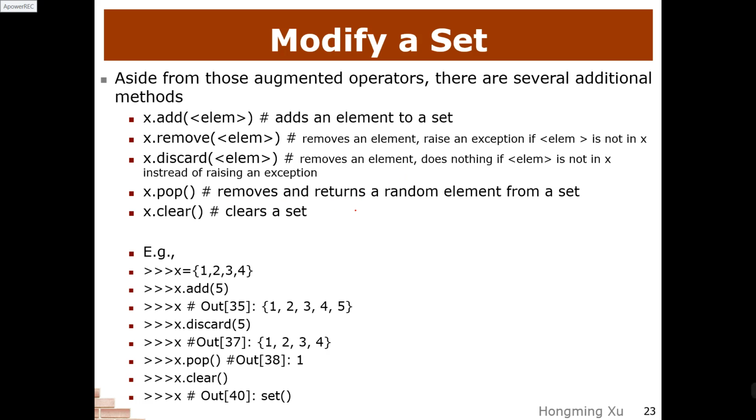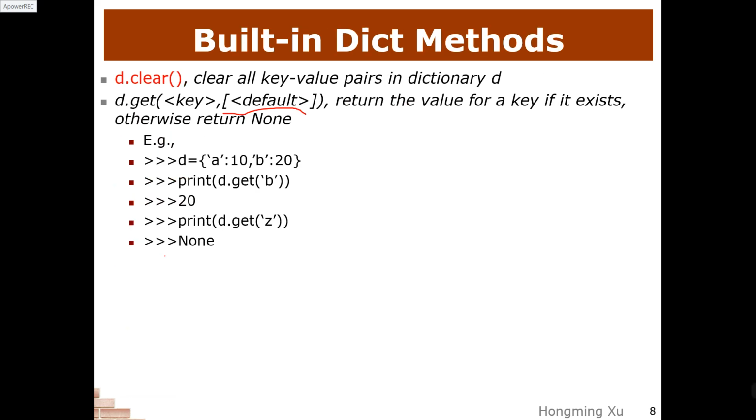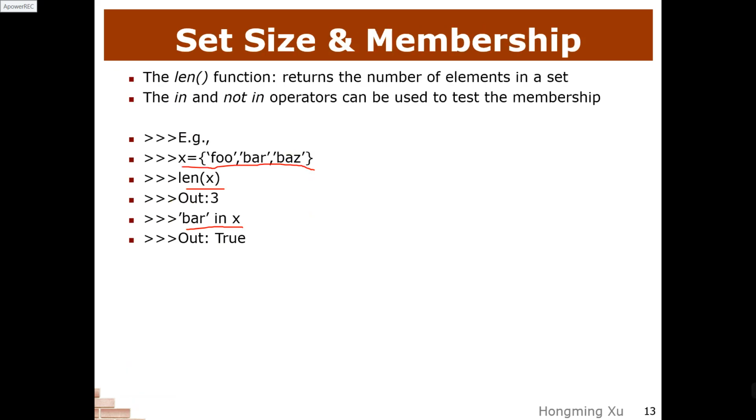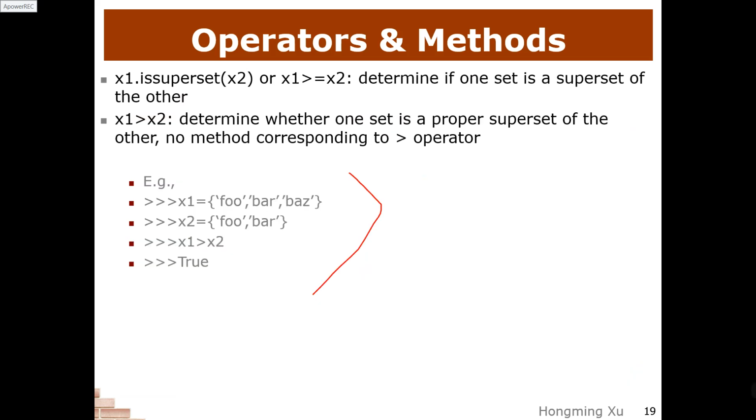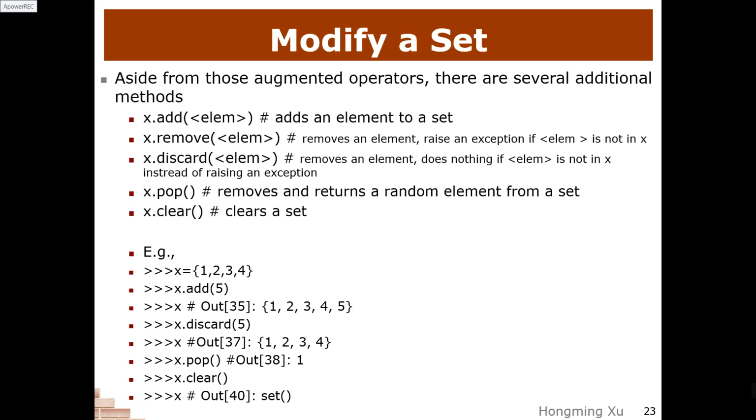The pop function removes and returns a random element from a set. Clear, as we have used for the dictionary, clears a set. The clear function is used with different objects. Dictionary is an object, set is also an object. The name for the clear function is the same, but it belongs to different objects. Dictionary has the clear function, and set also has the clear function. We will learn this issue in our future tutorials.